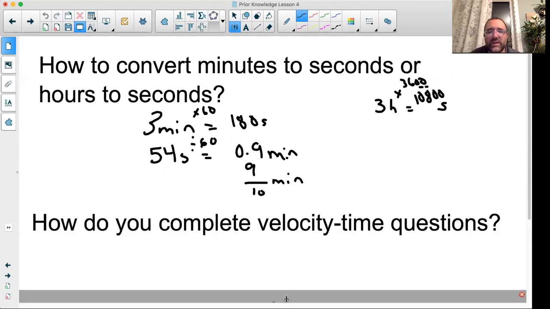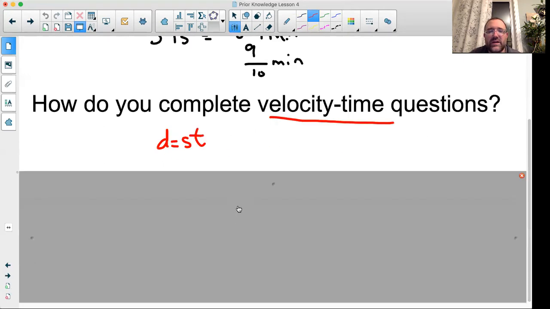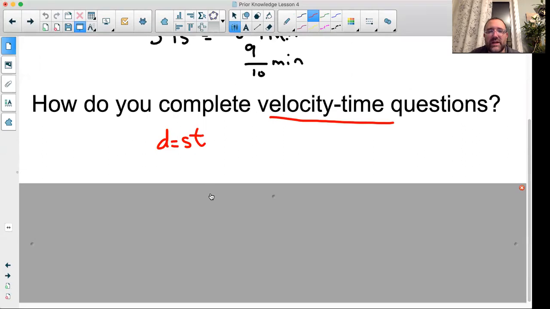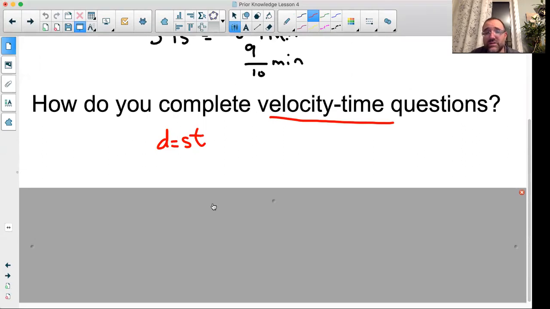The reason why we're doing that, because back in grade 8, you did velocity time questions, or speed time questions, and we learned that distance equals to speed times time. So what's going to happen is now we're going to take problems and actually focus on using that, and you might have to convert from minutes to seconds and so forth.